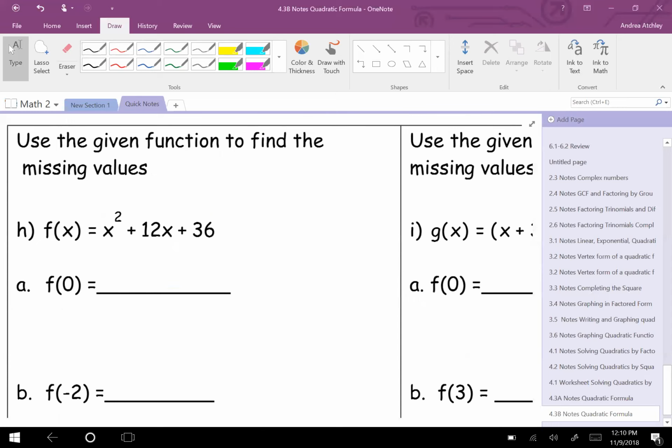Okay, we need to deal with our function notation and what all of the little symbols mean. Use the given function to find the missing values. For A, they ask you to find f of 0. All that means is that x equals 0. Find y. We're going to plug in 0 for x.